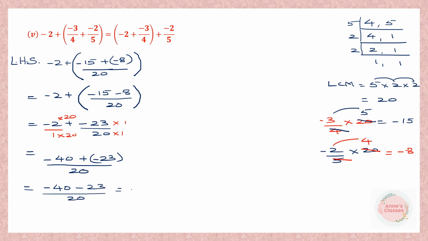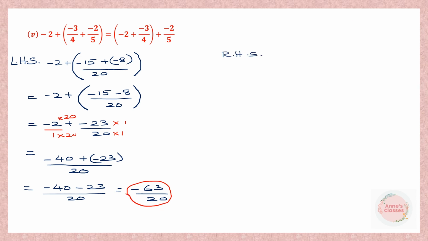Signs are the same. Put the same sign and add. 40 plus 23 is 63 by 20. So the answer on the left hand side is minus 63 by 20. Now let's work out the right hand side and see what we get.